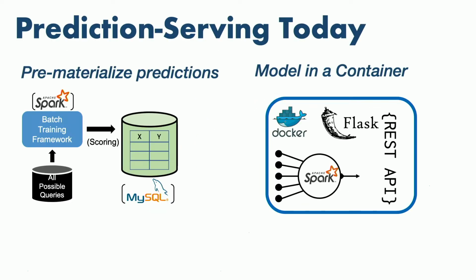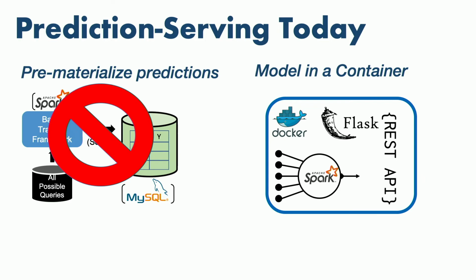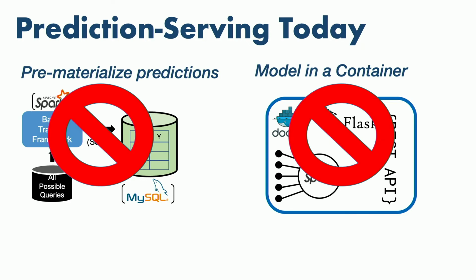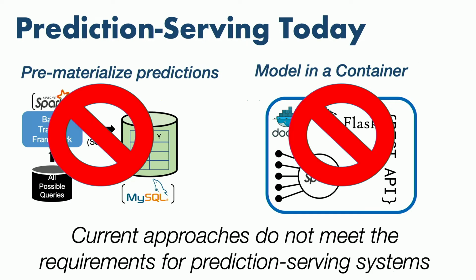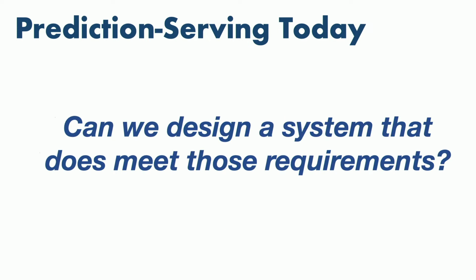So for prediction serving, how is it practiced today? We see that pre-materialized prediction does not meet our requirements because it does not render prediction at serving time. We see the modeling and container approach does not meet the requirement because it requires data scientists to write performance-sensitive code. So current approaches do not meet the requirements for a prediction serving system. Can we design a system that does meet those requirements?